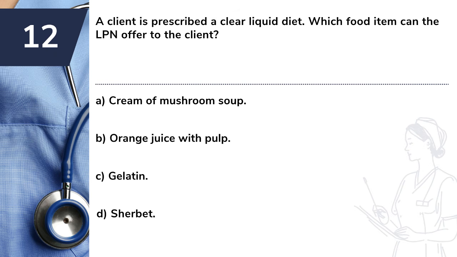Question 12. A client is prescribed a clear liquid diet. Which food item can the LPN offer to the client? A. Cream of mushroom soup. B. Orange juice with pulp. C. Gelatin. D. Sherbet.